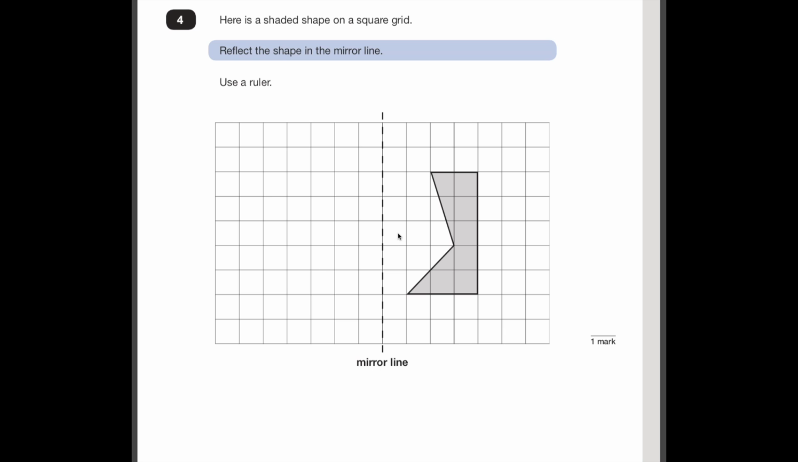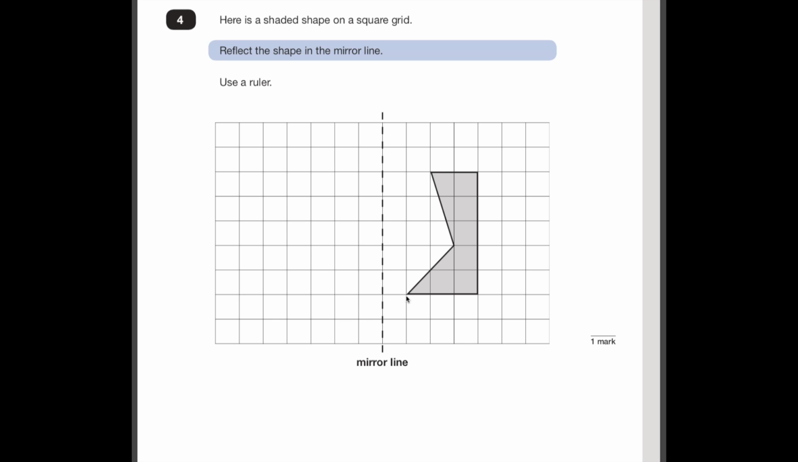Number 4, reflect the shape in the mirror line. Use a ruler. Now, obviously, I can't use a ruler because I'm doing this on the computer, so I'll just do my best, and you'll have to bear with me if it's a little bit messy. What I tend to do with these is look for corner points like this, and then match those first, and then fill in the dots, basically.